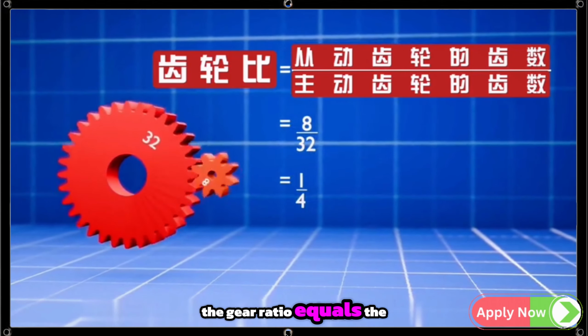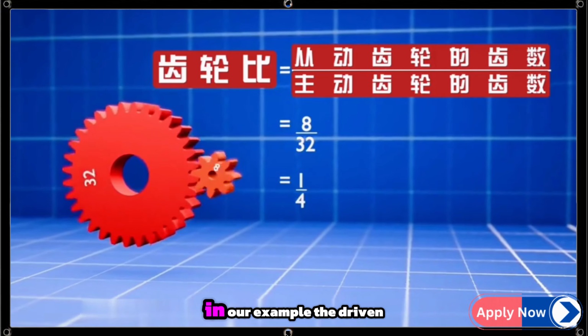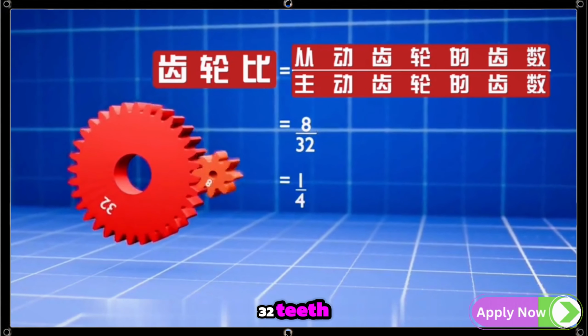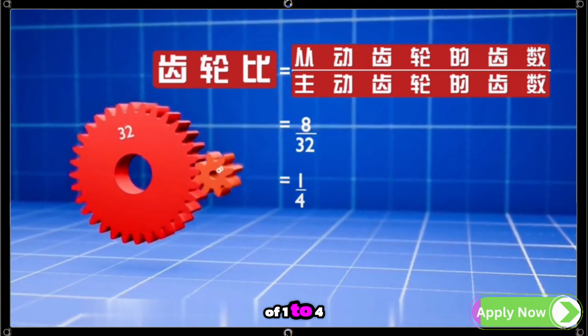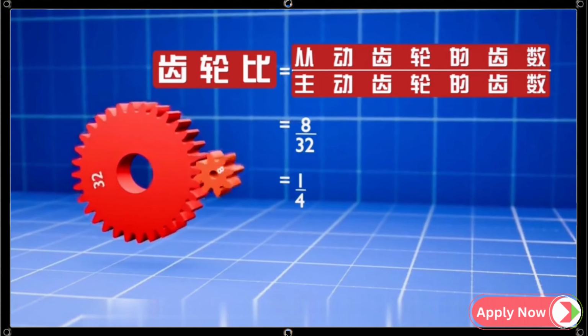The gear ratio equals the number of teeth on the driven gear, divided by the number of teeth on the driving gear. In our example, the driven gear has 8 teeth, and the driving gear has 32 teeth, resulting in a gear ratio of 1 to 4. This means the pinion will rotate 4 times faster than the larger gear.